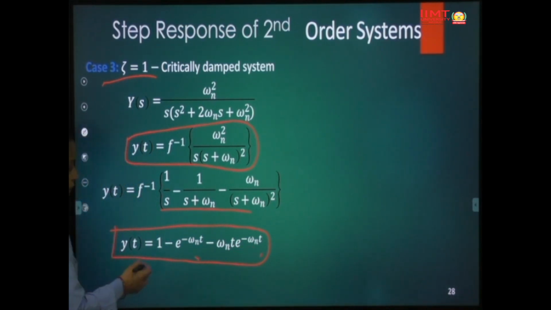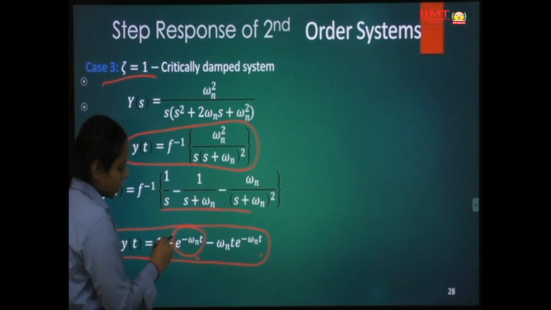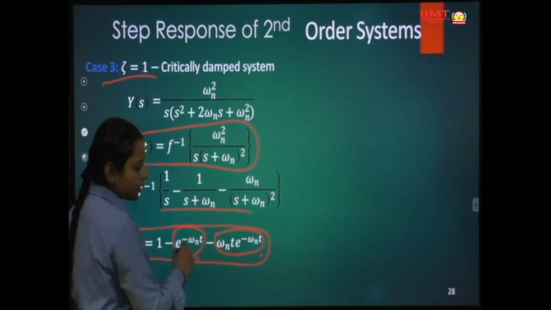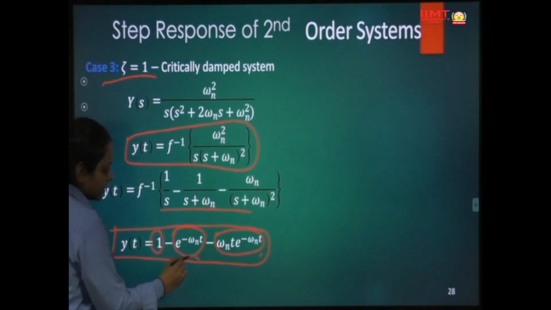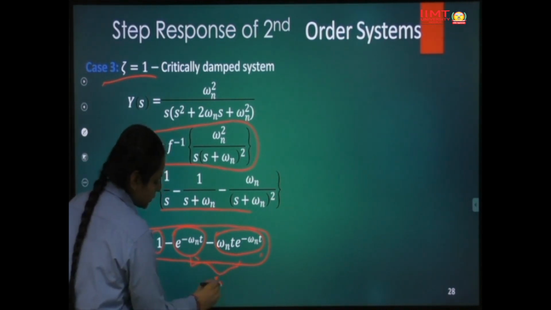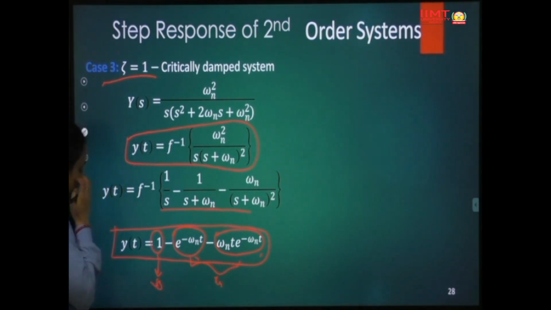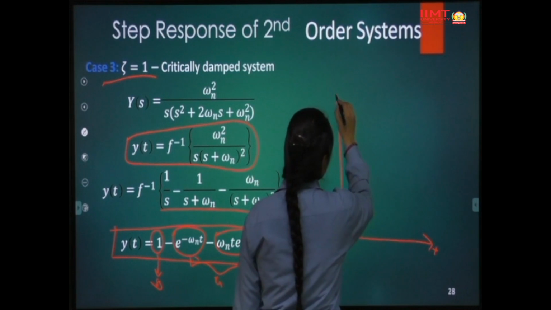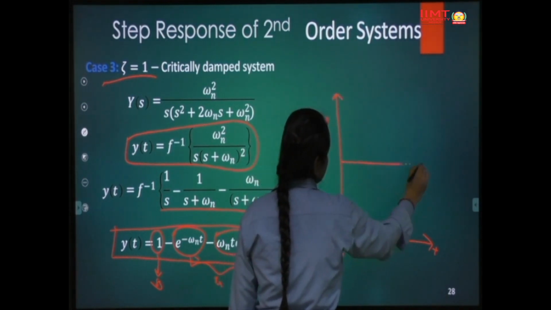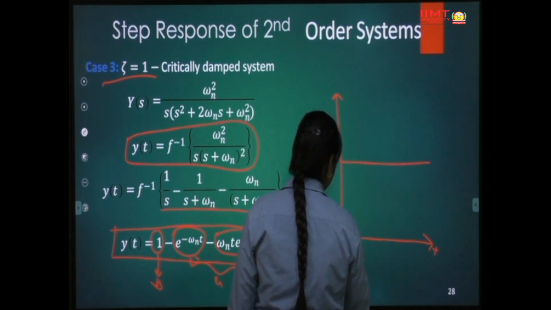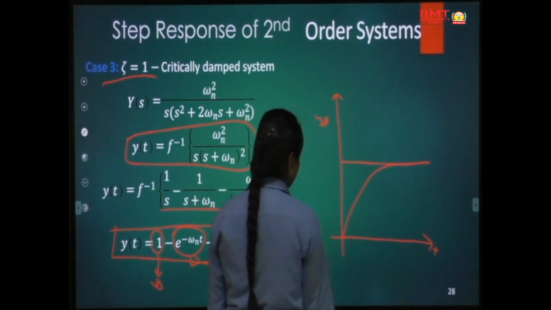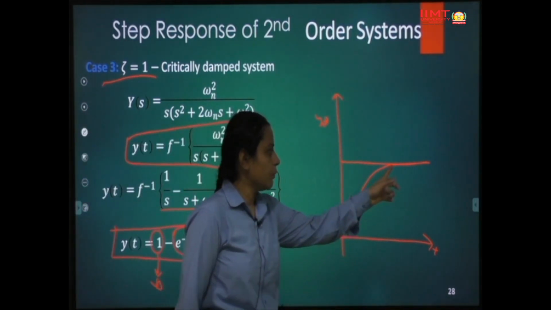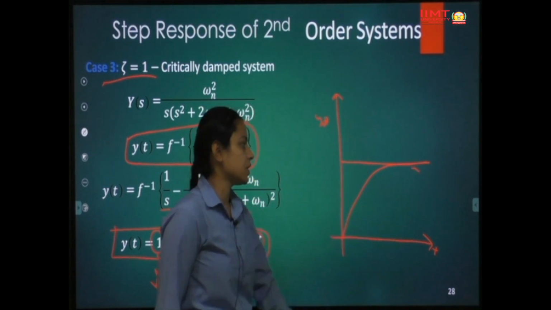If we look at this term, it would vanish when t tends to infinity, and this will also vanish when t tends to infinity. We would have only this term. So these two are the transient terms, and this is the steady state term. When we draw the response, this is t and this is y(t), this is 1. For a critically damped system, it will not have any oscillation because it does not have any sine or cos term. It will simply have an exponential curve, and it will settle at one value after some point of time.